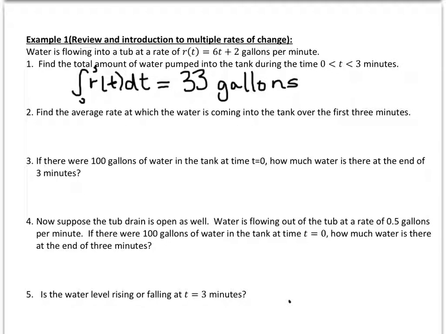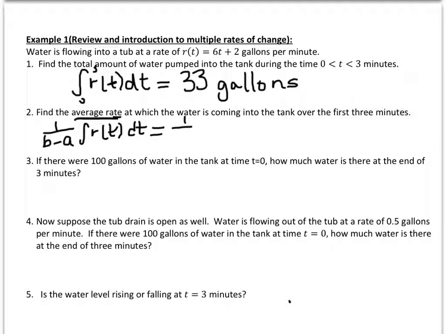The next question asks me to find the average rate at which the water is coming into the tank over the first 3 minutes. This is a little confusing because it sounds like I'm being asked to find an average rate of change. The only formula I have, though, is the rate of change formula. I don't have an amount formula to find an average rate of change. So in this case, I'm trying to find the average rate. Rate is the function I have. The 1 over b minus a formula works with the function that I have.